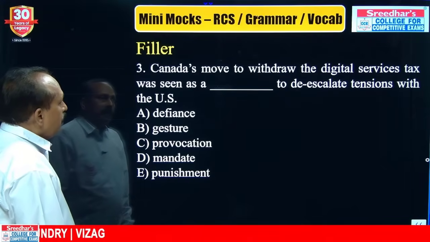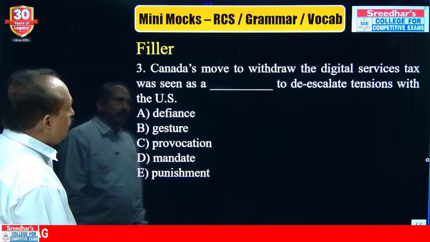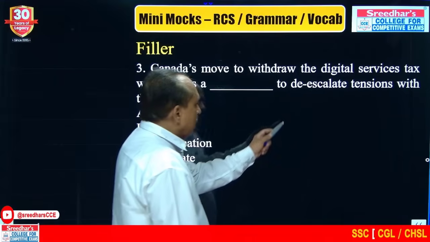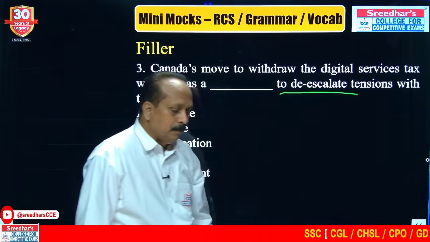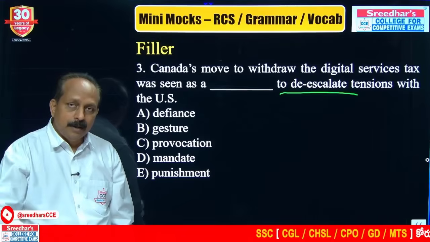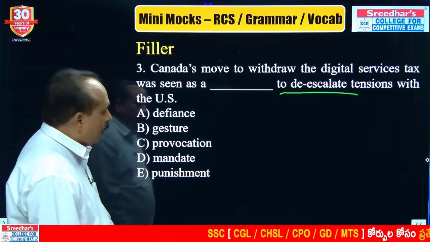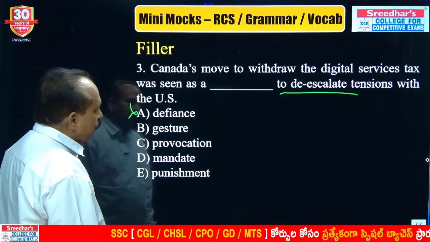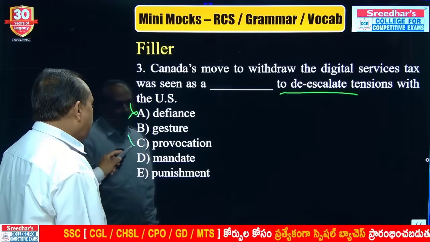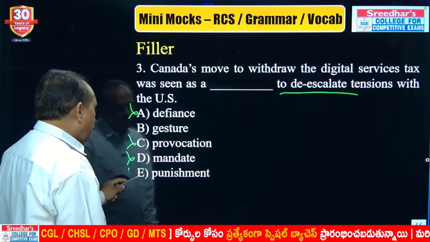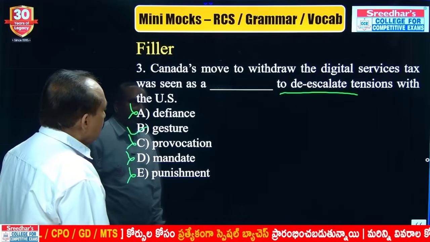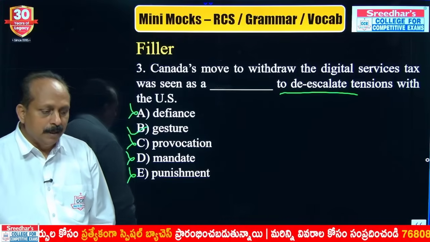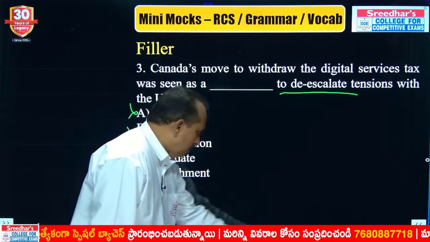Filler-based question. Canada's move to withdraw the digital services tax was seen as a ___ to de-escalate tensions with the US. It means something positive because they wanted to bring down the tensions between Canada and the USA. Defy means to challenge, one meaning, to refute, another meaning; provocation, negative word; mandate, neutral; punishment, negative word. Seen as a gesture to de-escalate, seen as a move to de-escalate. Very good. That is the answer.